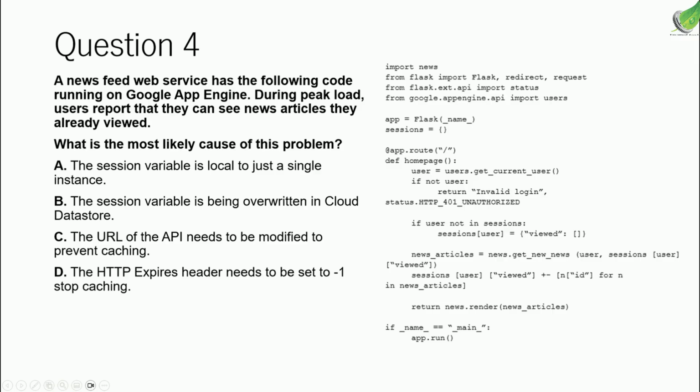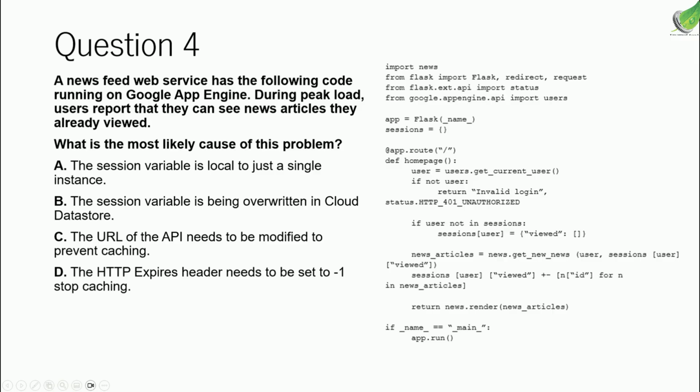Okay, to get to the bottom of this, let's analyze the problem in detail. First, let's analyze the application code. The problem description implies that the application is storing the user's viewed articles in a global, in-memory variable, likely called sessions. Next, let's analyze the environment. Google App Engine is a platform that scales automatically. This means that during peak load, it will launch new instances to handle all the incoming requests.